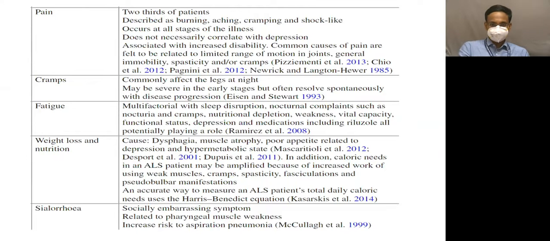And as previously discussed, because of the bulbar involvement, they have significant malnutrition and weight loss, which needs to be addressed. You might need to consider a PEG tube to address the malnutrition, and because of the significant bulbar and pharyngeal weakness, they have significant sialorrhea, which could be a very socially embarrassing symptom, and it might need further treatment for that also.